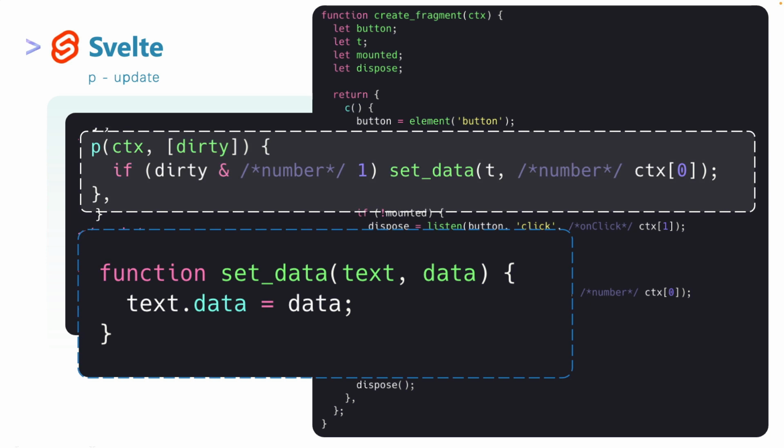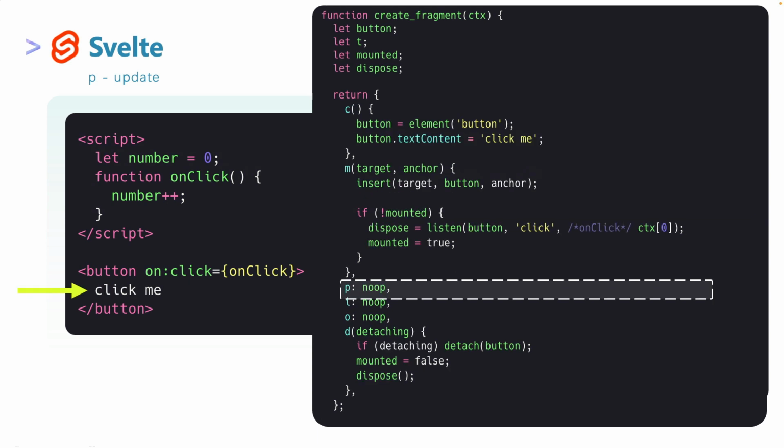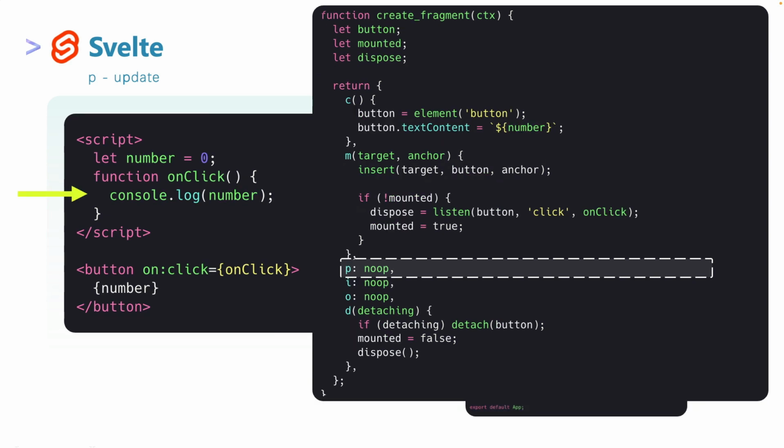Here we call the set data function, which is basically how we update the text content for the text node. You might be wondering, how does Svelte generate the update method? Well, this goes back to the static analysis Svelte does when compiling a Svelte component. If we try to play around, you can see that if we remove the number from the template, then Svelte knows that there's no more dynamic content in the template. Then in the generated code, the P method has turned into a no operation. Or if we change the code such that we no longer update the number, then number is no longer a dynamic variable. Same thing goes here. P is a no op.